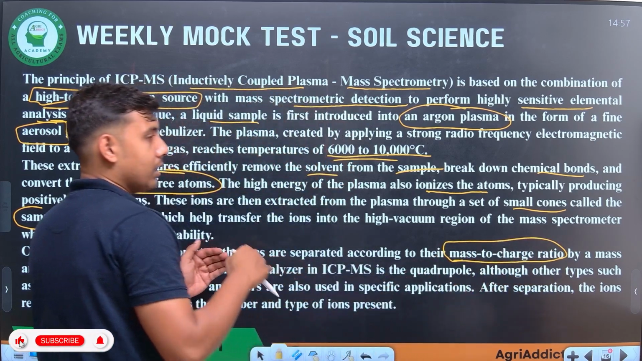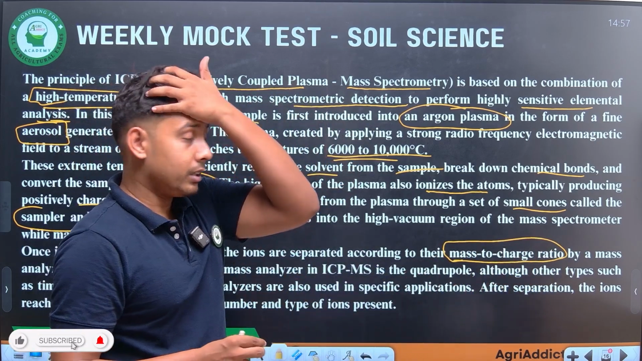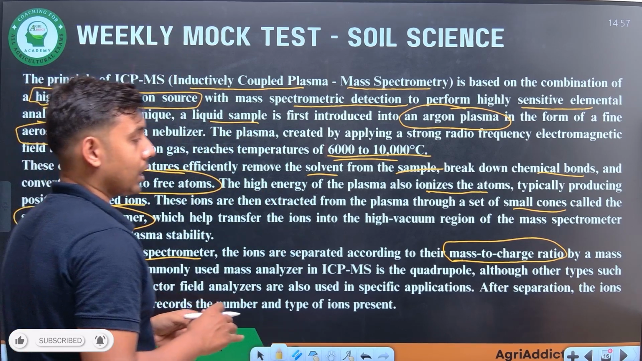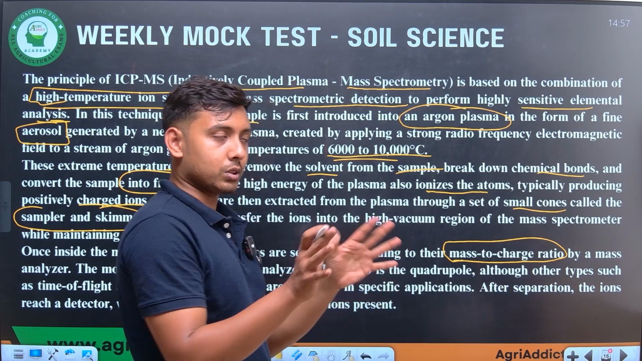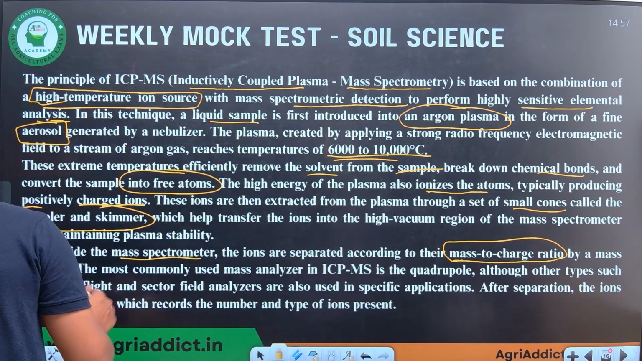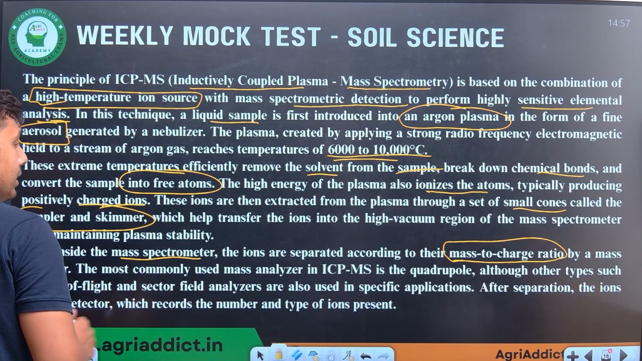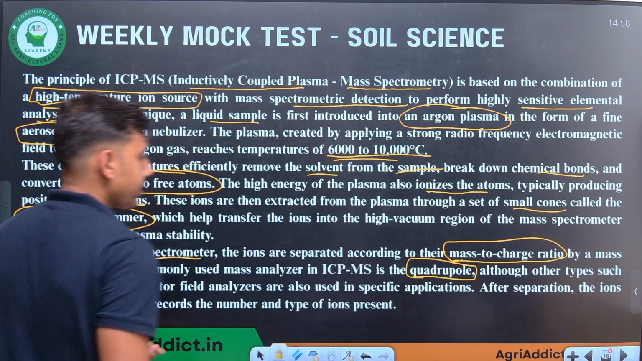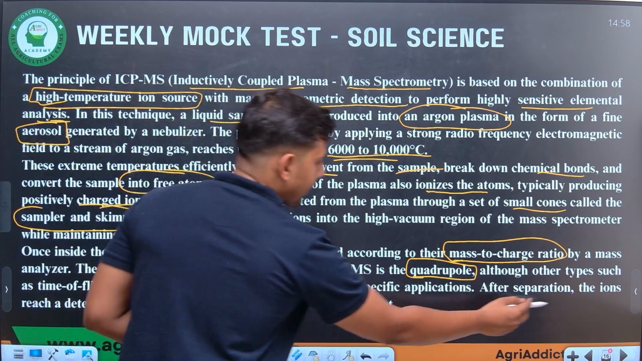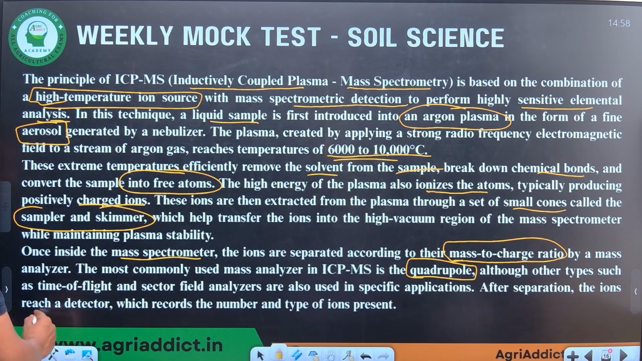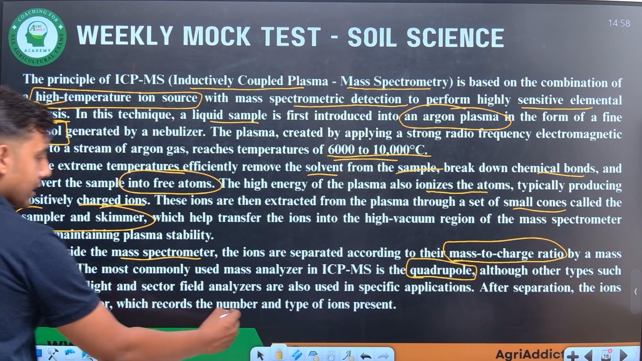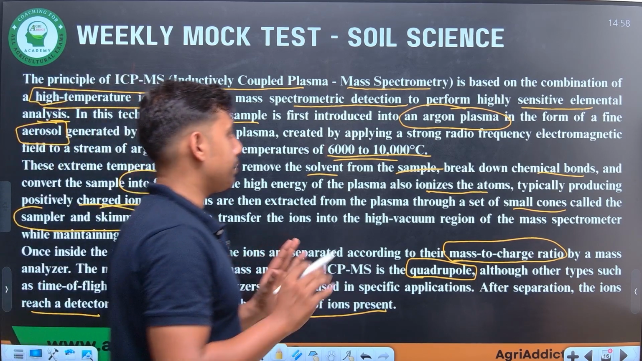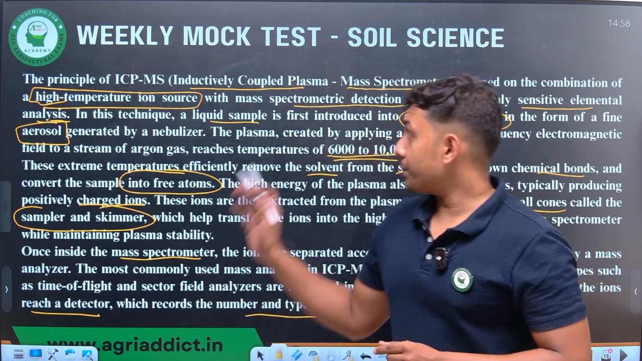So after extracting those cations, they are transferred to the mass spectrometer. Here by the mass to charge ratio, those cations are separated, and the most commonly used mass analyzer is the quadrupole, as an example. And after separation, what happens? The ions reach a detector which records the number and type of ions present. Okay, these are the major points and the principle of ICP-MS.